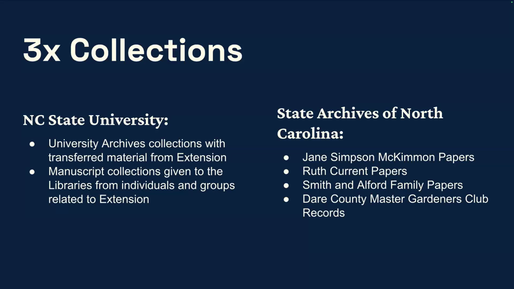So records like these can end up in different repositories for various reasons. NC State's archives was not built as early as the state archives, obviously, so some of the Jane Simpson McKimmon and Ruth Current papers ended up over at the state archives. Pauline Smith's materials are in the Smith and Alford family papers due to the fact that they are with the rest of the family papers. So there are lots of extension materials spread across many different repositories in the state.